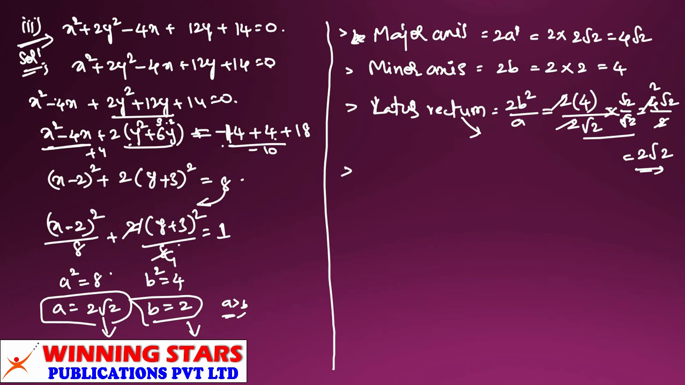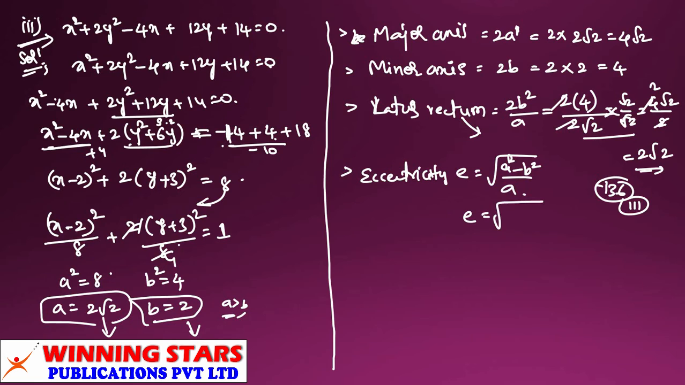Now again, what we have to find? Eccentricity. So what is eccentricity? e is equal to the formula under root of a square minus b square by a square. This comes under the 136th page number, the third ellipse form, figure 4.6. So e is equal to under root of a square, which is 8, minus b square, which is 4, divided by a, which is 2 root 2.